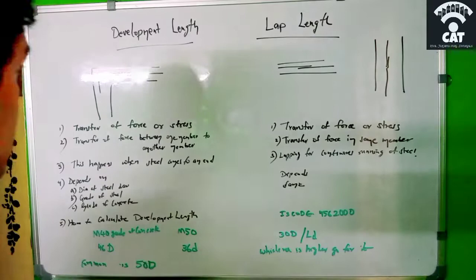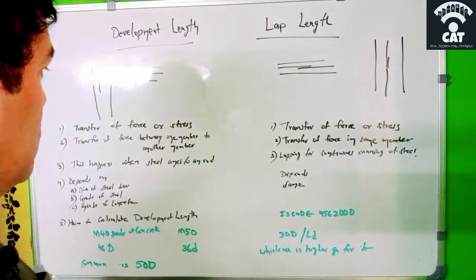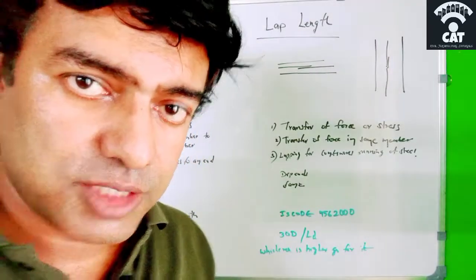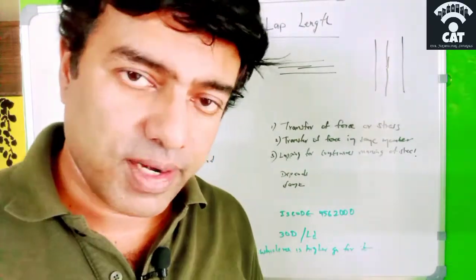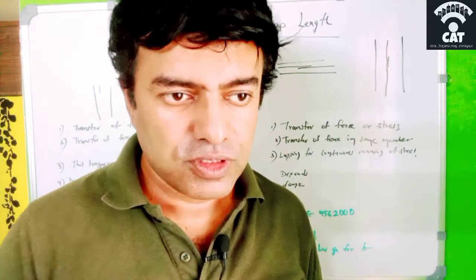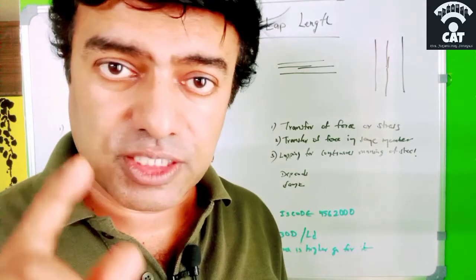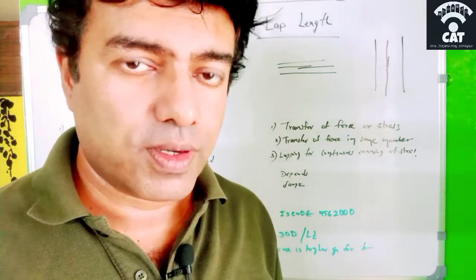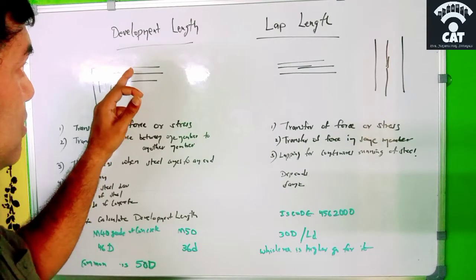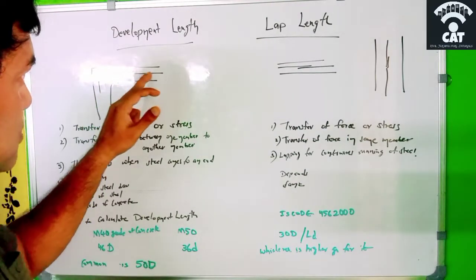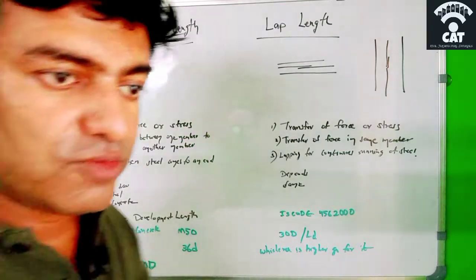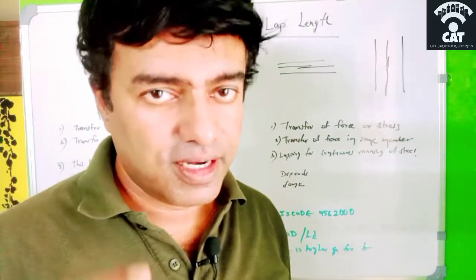Second, like I said, it is the transfer of forces from one member to another member, especially for a development length. The steel is actually transferring the force from one member to another member. The steel is one member and the second member is the column, or the beam. From the beam, it transfers the force to the column. So it transfers from one member to another member, especially in development length.